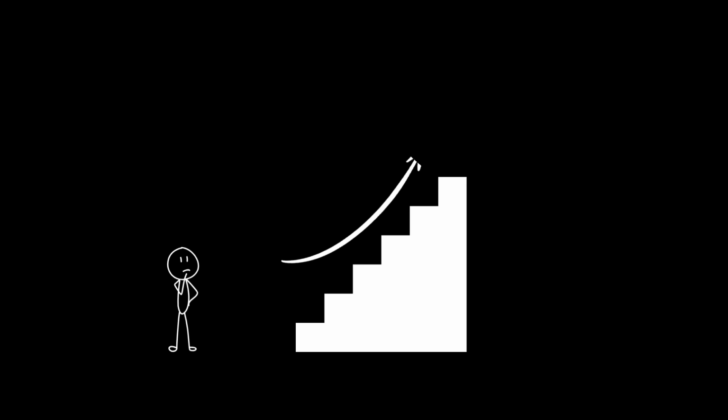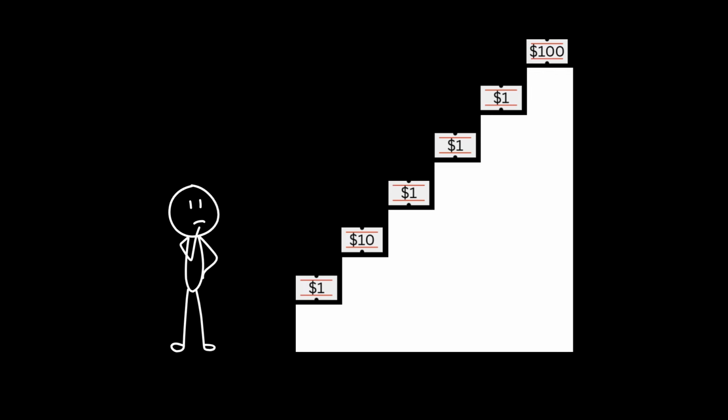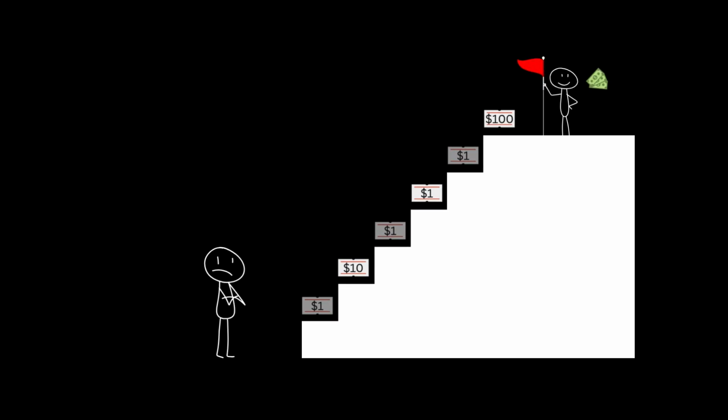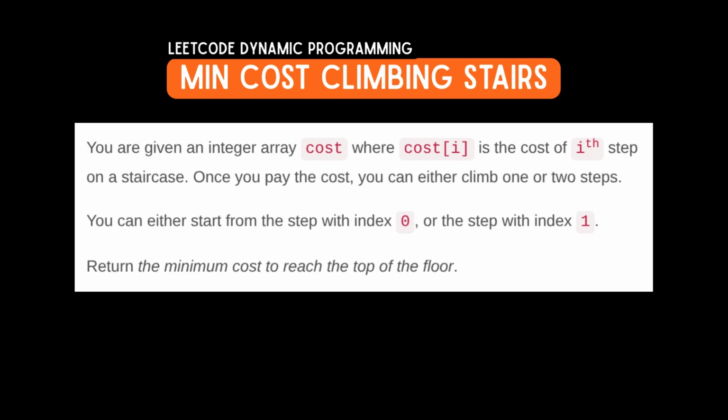You need to climb to the top of a staircase where every step costs some money. You can move up 1 or 2 steps at a time, but how do you reach the top spending the least amount of money? Pause to read the problem and the example.